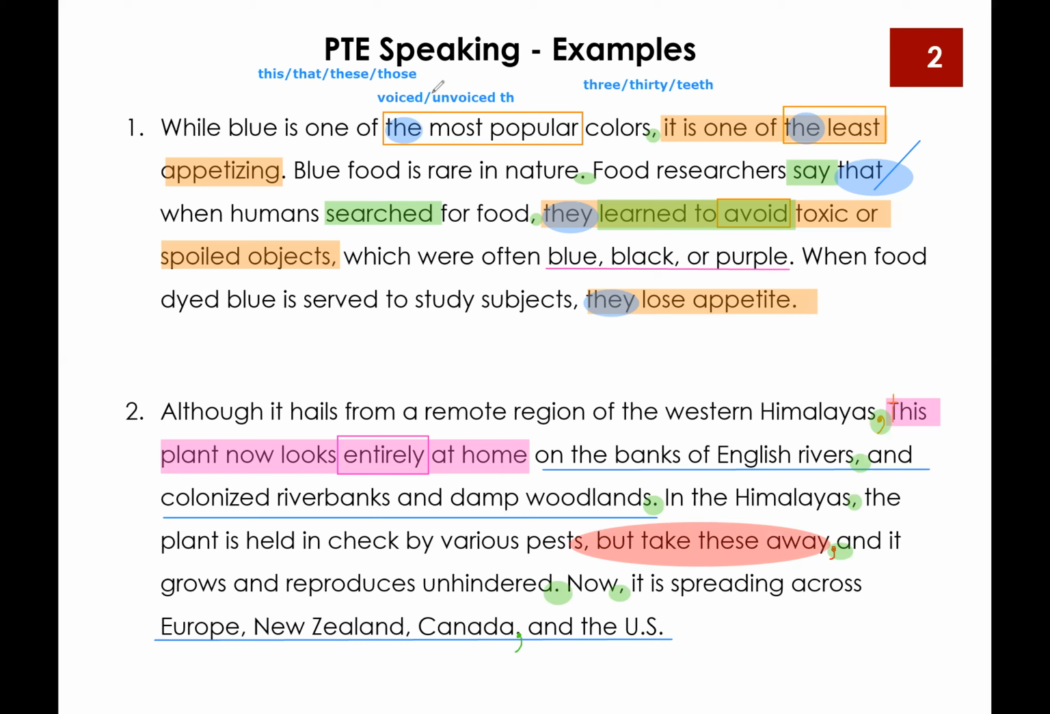let's look at the TH sound again. Is it voiced or unvoiced? Although, although, so this is a voiced, right? The Western Himalayas, voiced. This is voiced TH, and also the Himalayas, the plant, okay? Take these away, and the US, the United States.